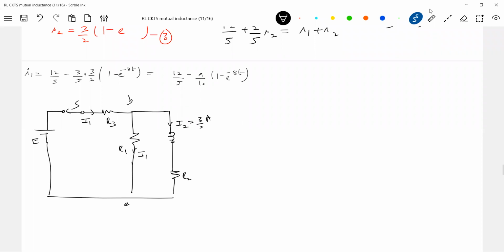What about the I1 value? Put t equal to infinity. How much? 3/2. Here also I1? Sir, 12/9. So this is I1, this is I. How much is I? I will be 3 ampere.